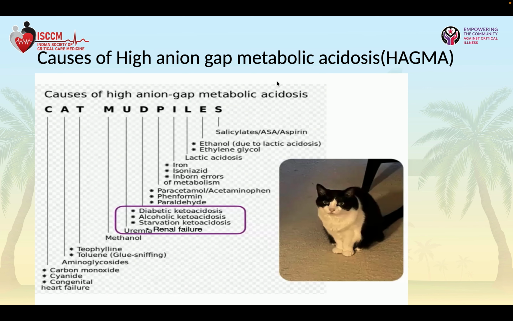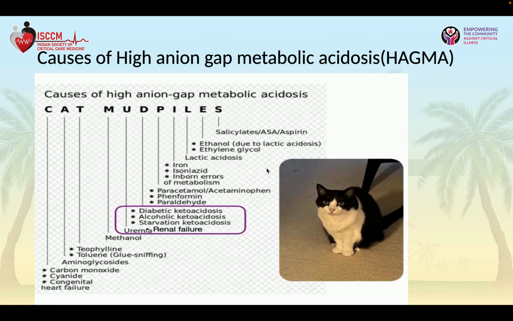And as you could see in this particular mnemonic, it is CAT, mud, piles. So CAT stands for carbon monoxide, cyanide, congenital heart diseases, aminoglycosides, theophylline, methanol, uremia, diabetic ketoacidosis, alcohol ketoacidosis, starvation ketoacidosis, paracetamol, phenformin, paraldehyde, INH, inborn errors of metabolism, L for lactic acidosis, ethanol, and S for salicylate or aspirin.